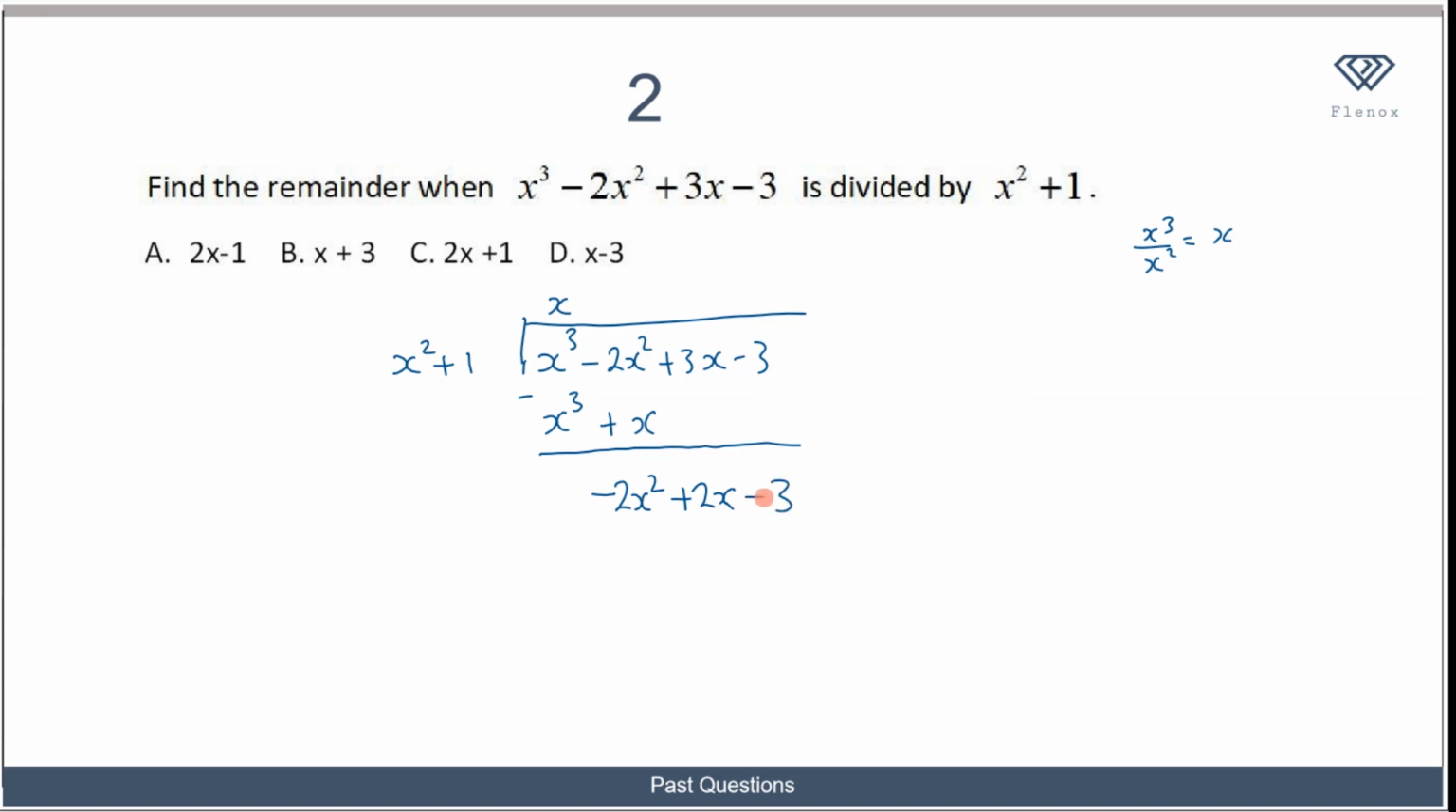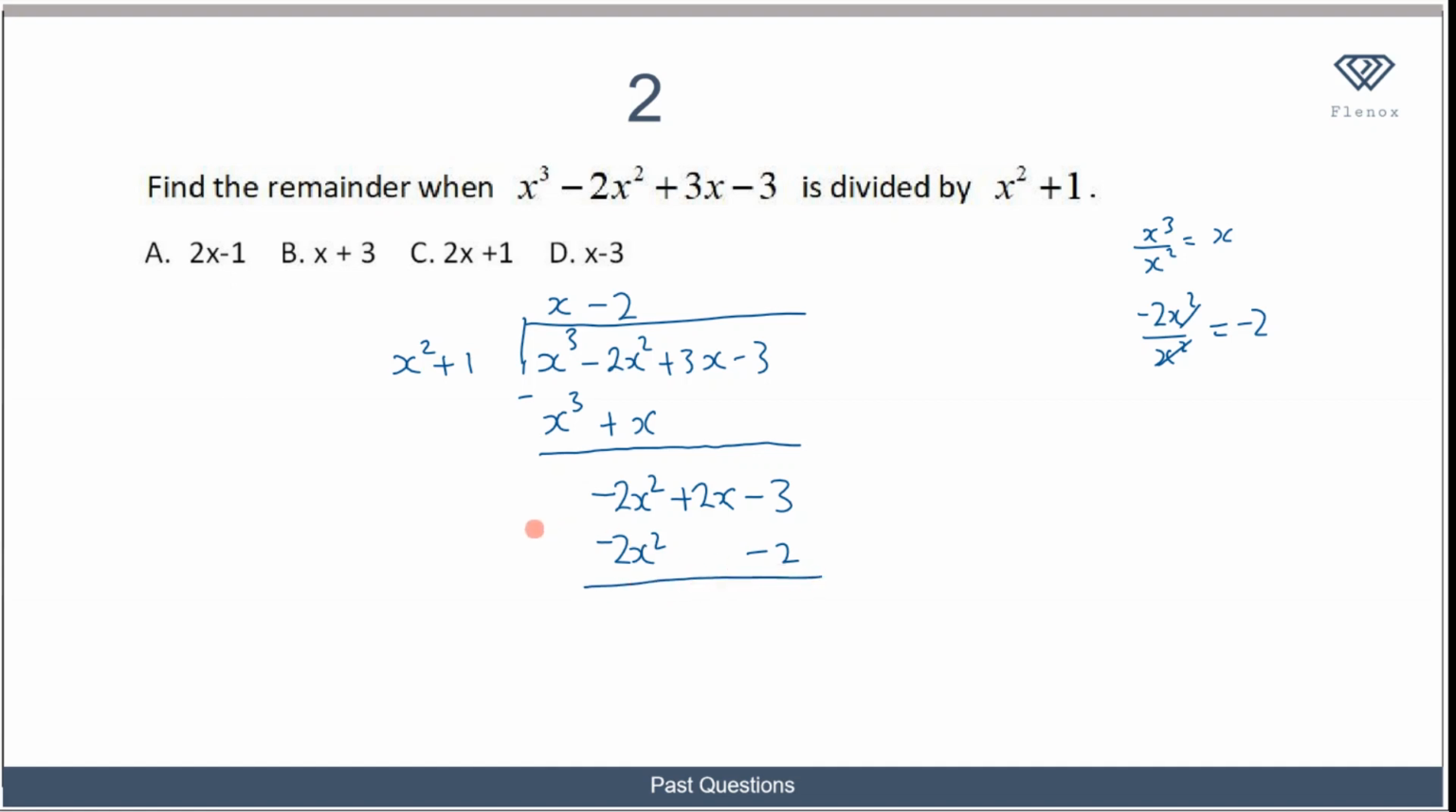So ask yourself the same question again. What do I need to multiply by x squared to give me minus 2x squared, which is the same thing as saying minus 2x squared over x squared? And what does that equal to? Minus 2. So I write minus 2 up here and I multiply again. So minus 2 times x squared will give me what? Minus 2x squared. And minus 2 times 1 will give me what? Minus 2. So now I write that down.